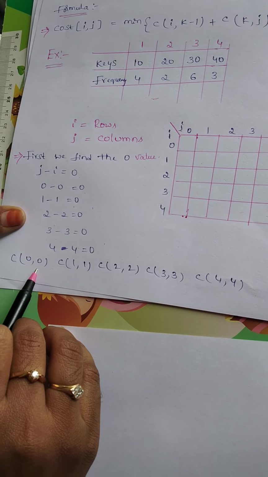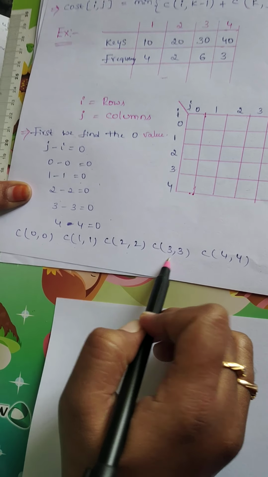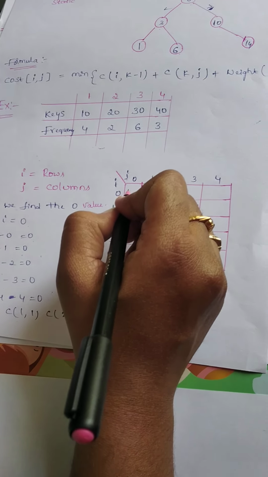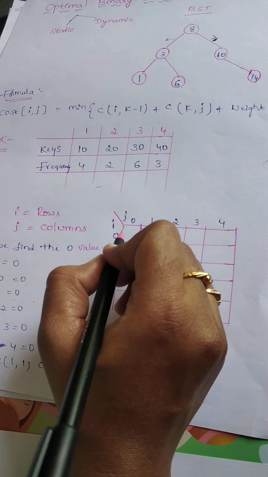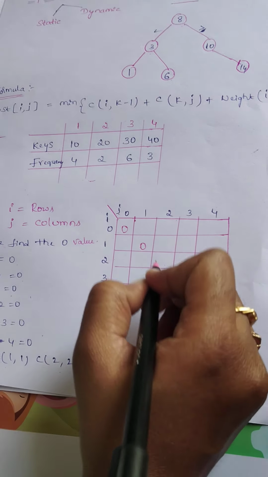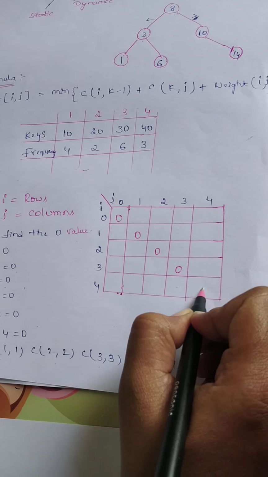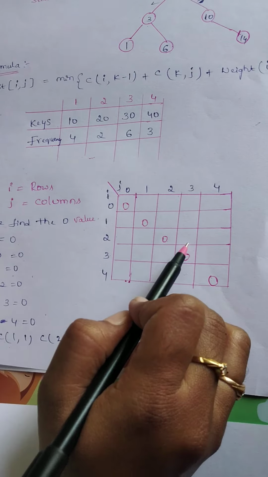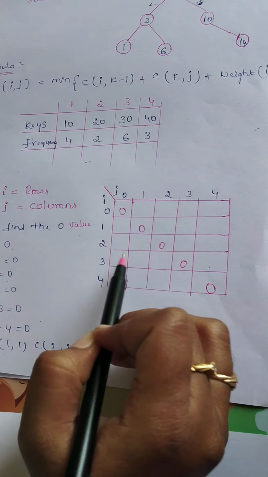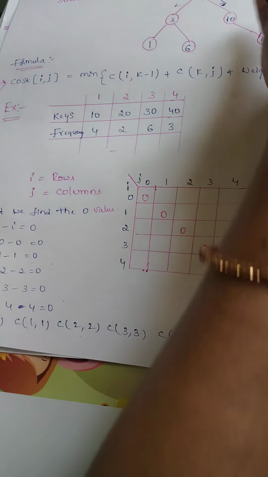So cost of 0 comma 0, cost of 1 comma 1, cost of 2 comma 2, cost of 3 comma 3, cost of 4 comma 4, all the values are 0. So I put the values here. Next, find all these diagonals: 0, 1, next 1, 2, next 2, 3, next 3, 4. Next again we find some other values.